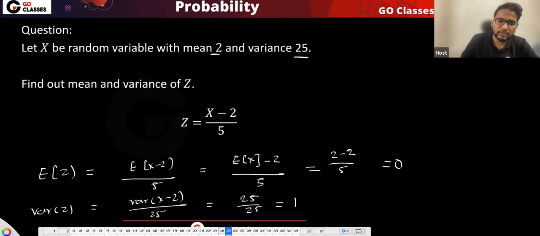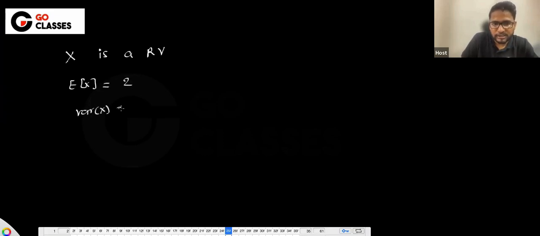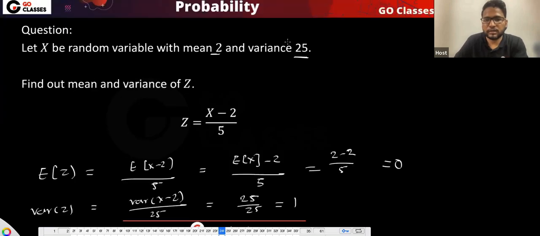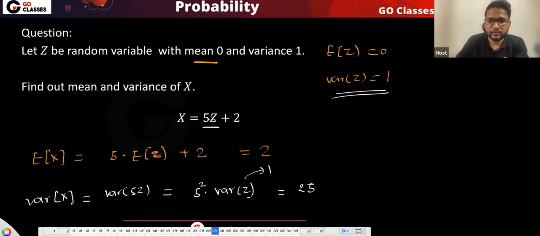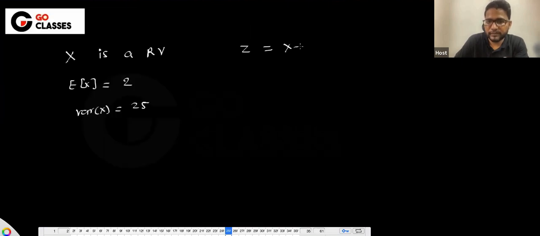Right. Now, if you notice, these were the two examples that I have taken. In one example, I have given you that x is a random variable which is having some mean and some variance. So let's suppose the expectation of x is 2 and the variance of x is 25. Then I ask you, let's define a new random variable based on x, which is a function of x, which is z. I have defined z equal to x minus 2 by 5.